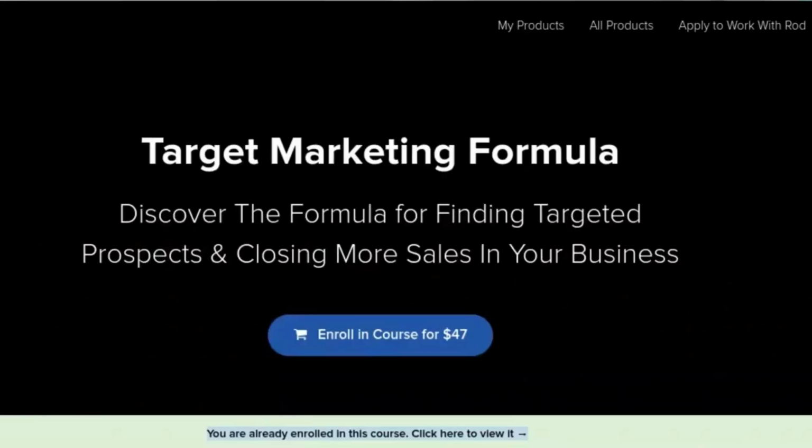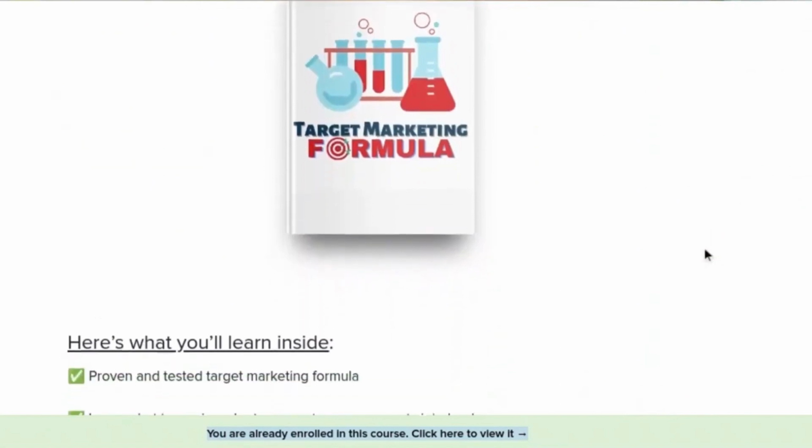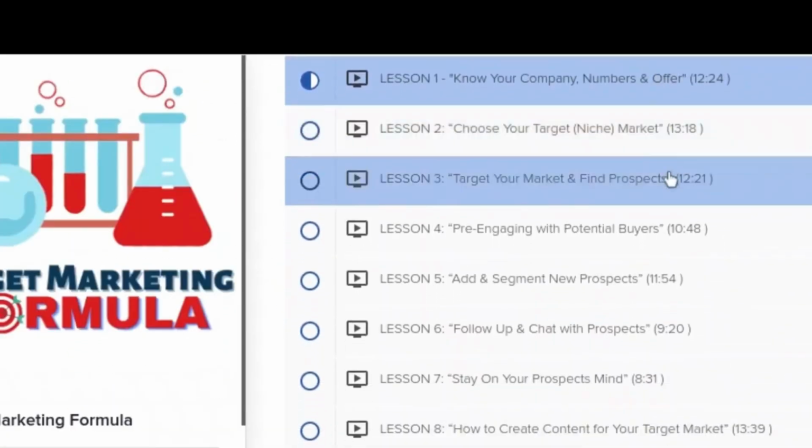That's just one of the strategies. There are 12 strategies you can go through, and they all are targeted towards finding ideal customers, right? But once you find those ideal customers, you must know how to engage with them and what to say to them, and how to speak with them. This is what the target marketing formula is for. And I even provide a daily formula that you can follow in order to actually close more sales in your business.